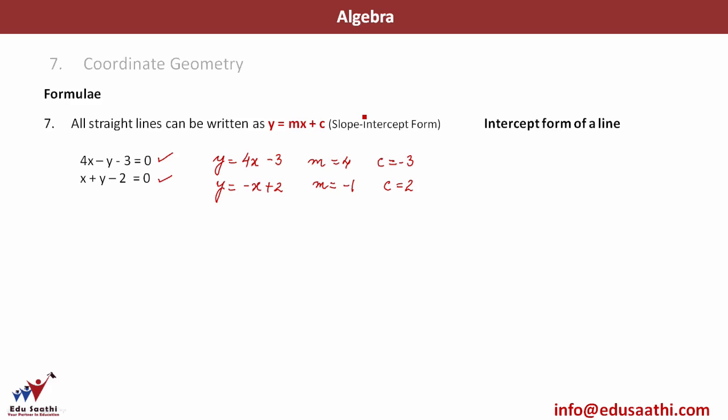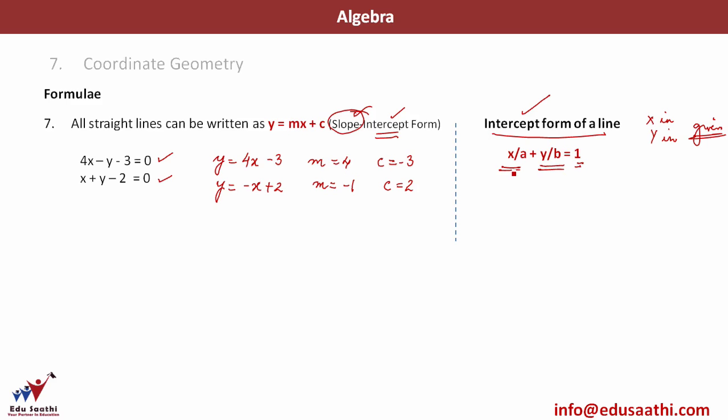The other form that we will be doing is the intercept form of the line. Now the slope-intercept form means one slope is given and an intercept is given. But the intercept form of a line means both the x-intercept and the y-intercept should be given. So two things minimum should be given to me to find the equation of the line. The intercept form of a line is given by x over a plus y over b equals 1. Here a is the x-intercept and b is the y-intercept.